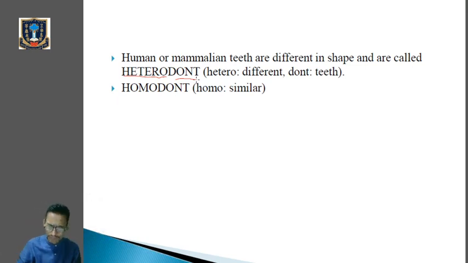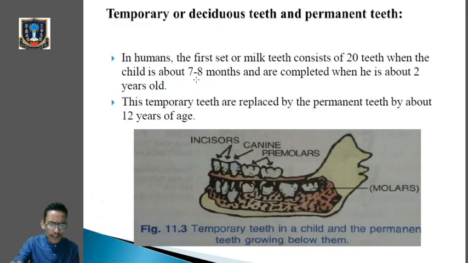Now the mammalian teeth appear in two sets during lifetime. If you have ever heard, then you have heard about the milk teeth and the permanent teeth. The milk teeth are also called temporary or deciduous teeth. So mammalian teeth appear in two sets during life. Very carefully, in human the first set or the milk teeth consist of 20 teeth. How many teeth? 20 teeth.